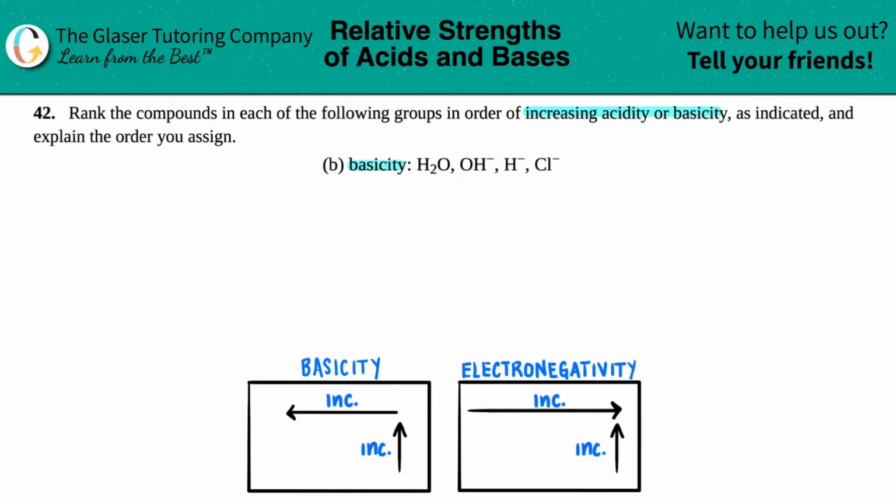Okie dokie. So the first thing is I'm just going to write up my little chart here, right? If we want to go from increasing basicity, that means that we have to go from the least basic. So we have least basic on the left side, and then as we move to the right, we become the most basic. So we'll say most basic.